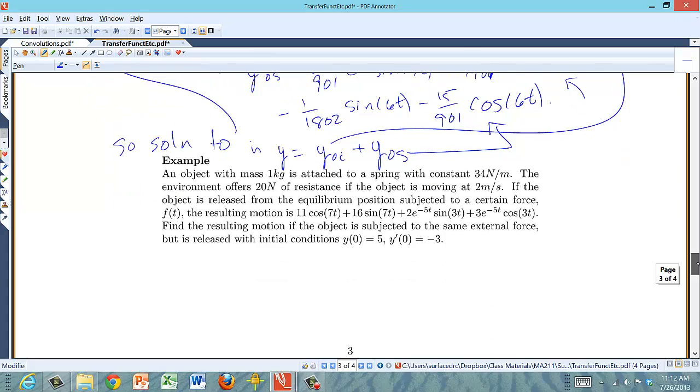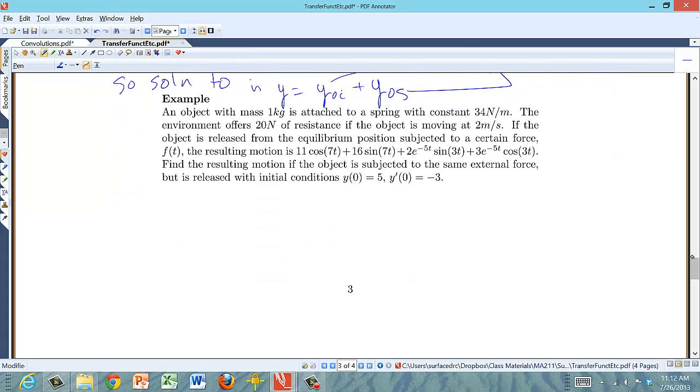Alright, let's take a look at another example. So this time I have a mass with the exact same mass, damping coefficient, and spring constant. The object is released from equilibrium position and it's subjected to a certain unknown force, and we get this resulting motion. I want you to find the resulting motion if we subject the thing to the exact same external force, but with these different initial conditions. So we move the thing down 5 units and we give it an upward initial velocity. Again, we want to solve this problem.